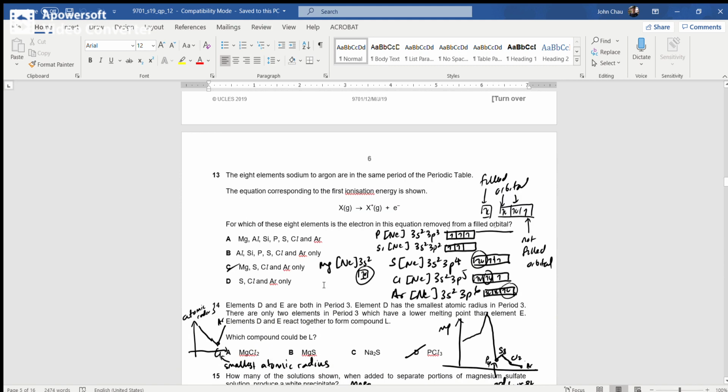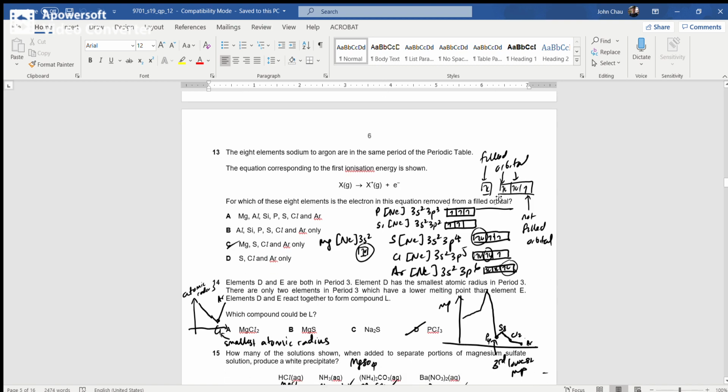Now 13. The 8 elements sodium to argon are in the same period of the periodic table. The equation corresponding to the first ionisation energy is shown. For which of these 8 elements is the electron in this equation removed from a filled orbital? Filled orbital means we focus on the orbital, not the subshell. A filled orbital will contain a pair of electrons, whereas a not filled orbital will only contain maybe 1 unpaired electron or even no electron at all.